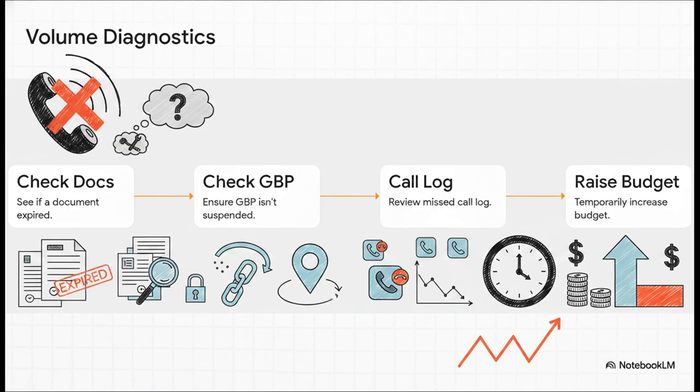But hey, what happens if the phone suddenly stops ringing? Keep this in case of emergency diagnostic checklist handy. If your lead volume just drops out of nowhere, Step 1, check that verification tab, see if a document expired or got flagged. Step 2, check your Google Business profile to make sure it hasn't been suspended, because those two accounts are intrinsically linked. Step 3, review your missed call log. Remember earlier when we talked about unanswered calls? If your answer rate drops, Google throttles your impressions. And Step 4, temporarily increase your weekly budget. Sometimes competitors just start outbidding you in the local auction, and raising your ceiling a bit can push you right back up to the top.